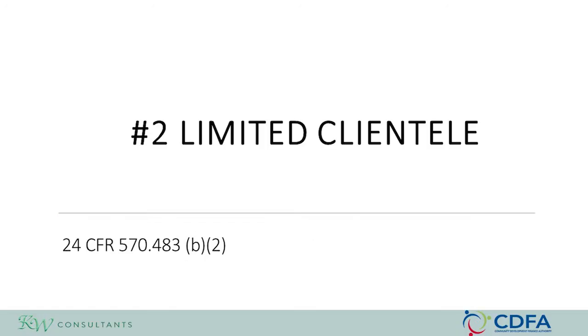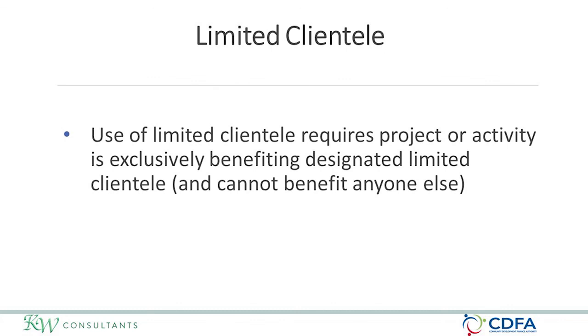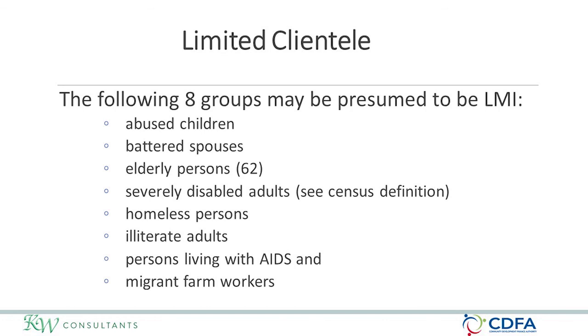The next national objective subgroup for low to moderate income benefit is limited clientele. Limited clientele requires that the project or activity is exclusively benefiting a subgroup of an area or a specific clientele that is being targeted with the project or the program and cannot benefit anyone else in order to qualify under limited clientele. The following 8 groups are considered presumed to be at least 51% low to moderate income by HUD.